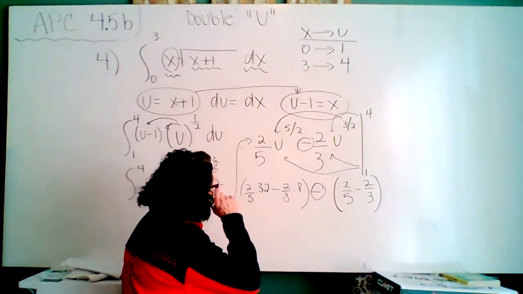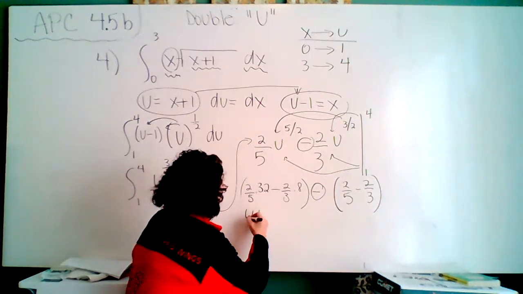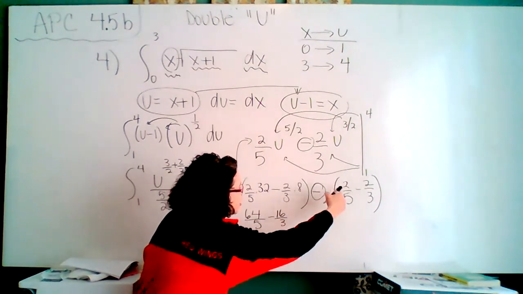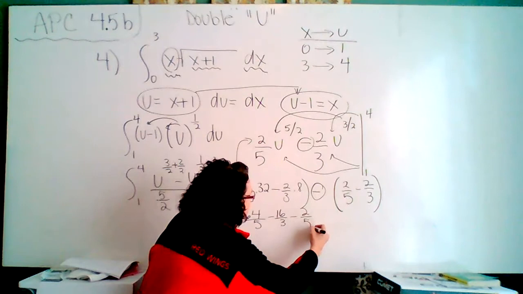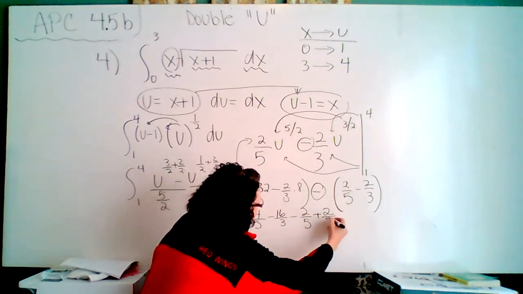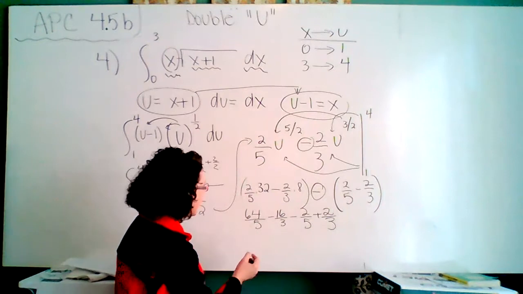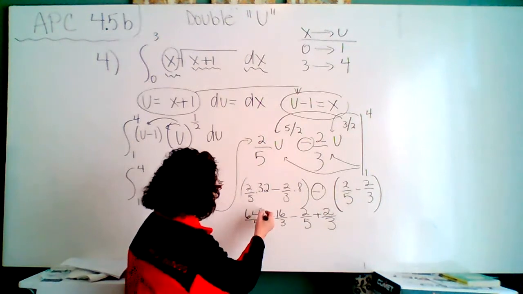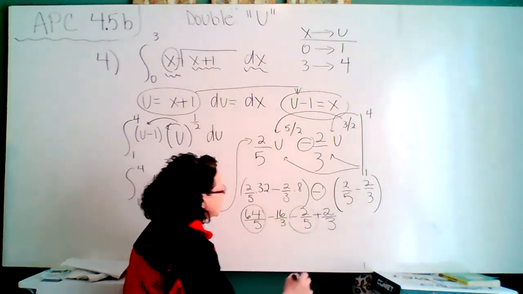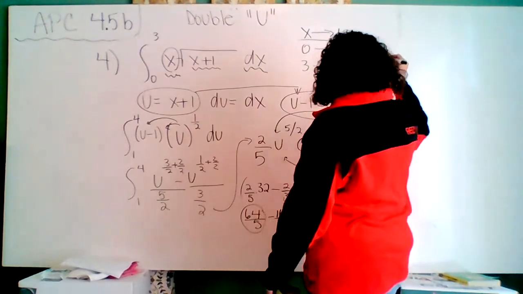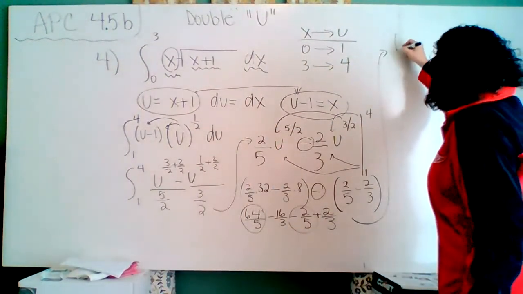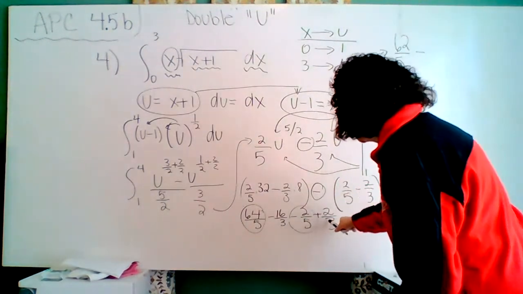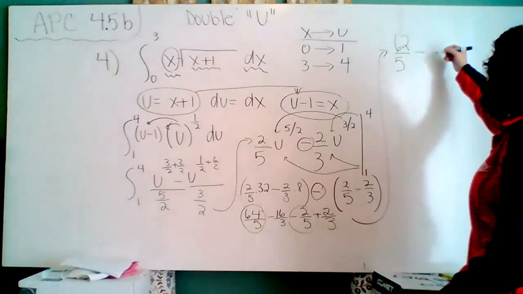Okay, so what I have is 64/5 here minus 16/3. I'm going to distribute the negative here, negative 2/5 plus 2/3. All right, I'm going to combine my like terms. Let's see, that will be 62/5 when I combine here and here. I am getting too low. We're just going to have to hope that the glare isn't too bad. 62/5 minus, this is a negative 16/3 plus 2/3, so that's a minus 14/3.